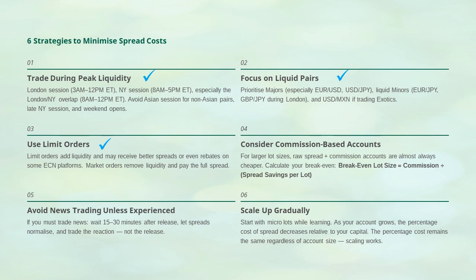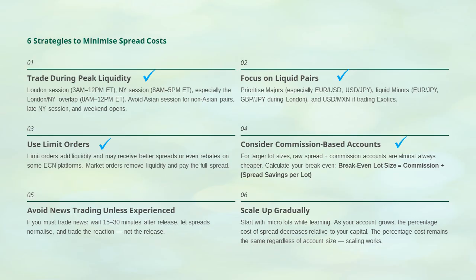Strategy 3. Use limit orders. Limit orders add liquidity to the market. On some ECN platforms, limit orders may receive better spreads or even rebates. Market orders remove liquidity and pay the full spread.